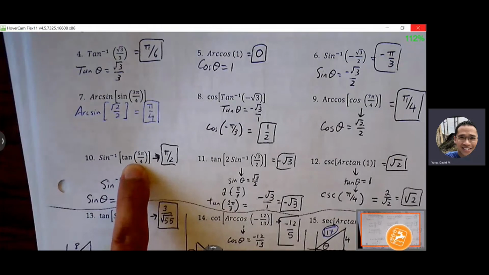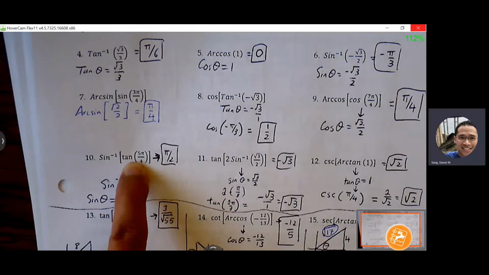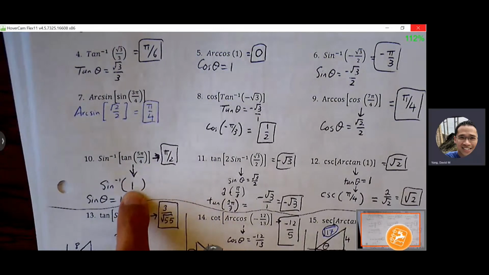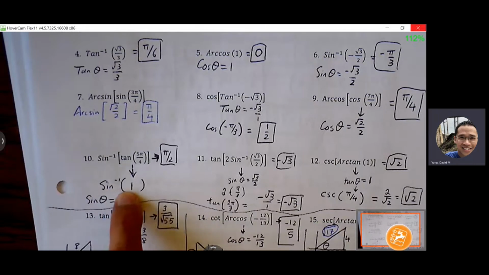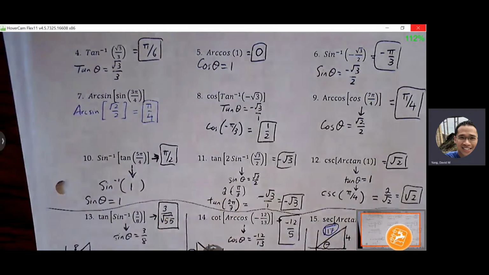Okay, so tangent of 5 pi over 4, that's in the third quadrant. Tangent is y over x. The root 2 over 2, root 2 over 2 cancels out. We're left with just 1. So now we're asking, when is sine equal to 1? Sine is equal to 1 in the first quadrant, or actually at pi over 2.